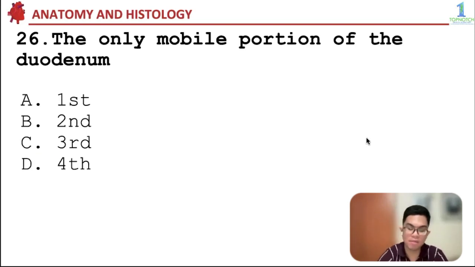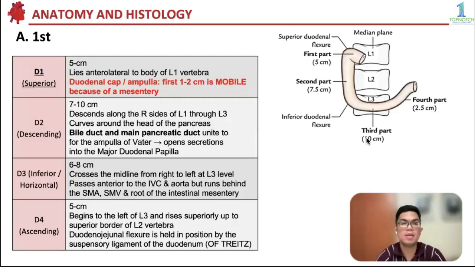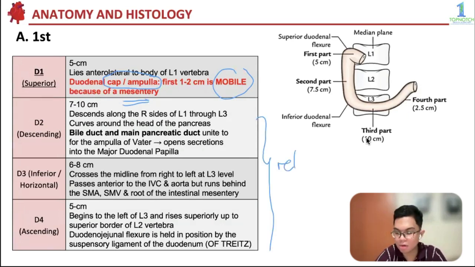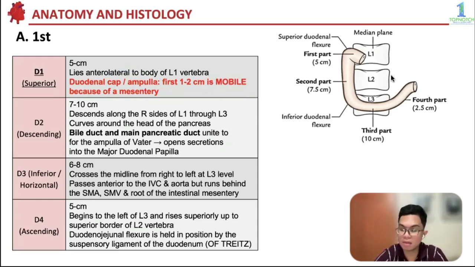The only movable portion of the duodenum is the first part of the duodenum. So D1, or the first part of the duodenum, is called the duodenal cap or ampulla. It's the first 1 to 2 cm, and it's mobile because it still has a mesentery. So the rest of the duodenum is already retroperitoneal, and it's fixed to the posterior abdominal wall. So hindi na siya masyadong nagagalaw. Okay? So important also is to know the levels of the duodenum. So from L1 to L3 siya.